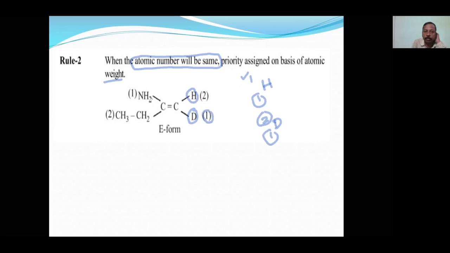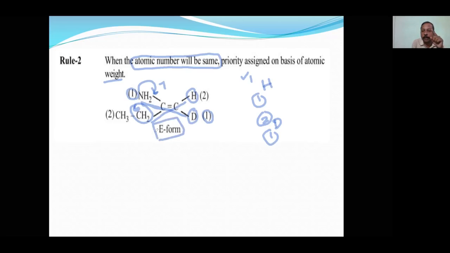Next, here there is no such problem. Here the attached group to the carbon atom is nitrogen, and its atomic number is 7. The attached group is carbon, it is 6. So higher priority will go to this nitrogen, lower priority to this ethyl group. Look only at the group or atom directly attached to the double bond carbon atom. Higher priority is on the opposite side and lower priority on the opposite side. Therefore, it will be E form.